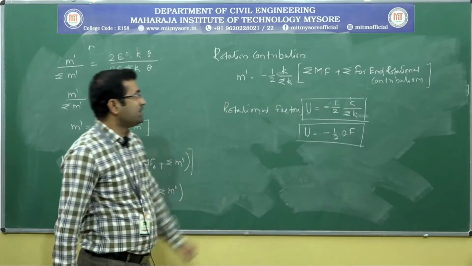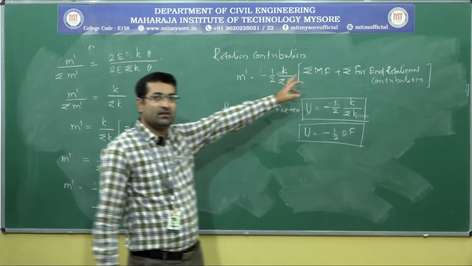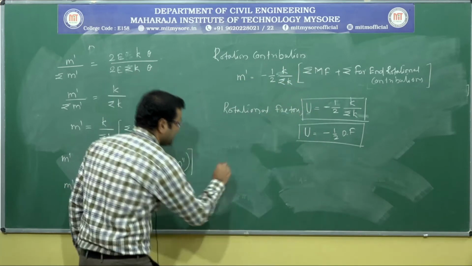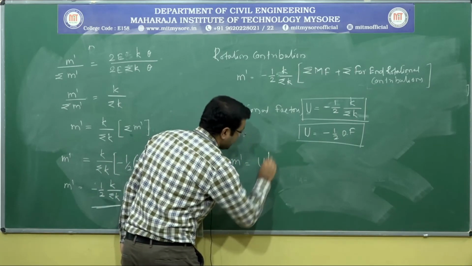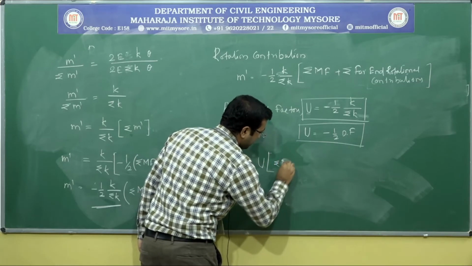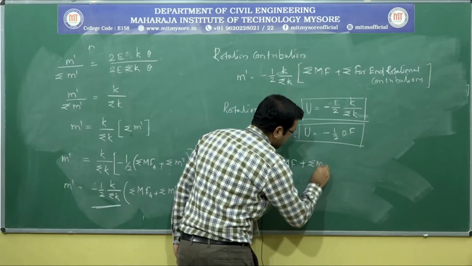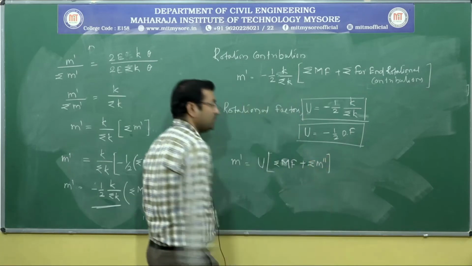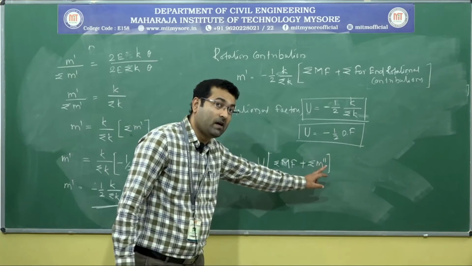Right? And to calculate the rotational contributions, we need to use this formula, or even you can write this as M dash is equal to U into summation of fixed end moments at any joint plus summation of rotational contributions at the far end. So this you need to remember, this is far end.